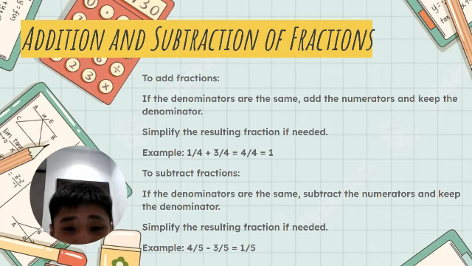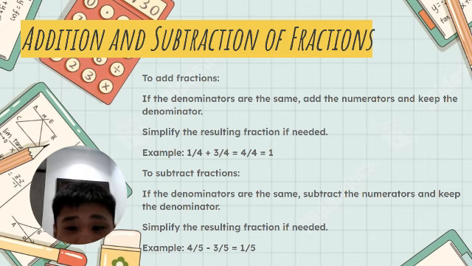To compare fractions, we have 2 steps. If the denominators are the same, we compare the numerators. The larger numerator is greater and the smaller numerator is smaller. If the denominators are different, we find a common denominator. We convert both fractions to have that common denominator, then compare the numerators.